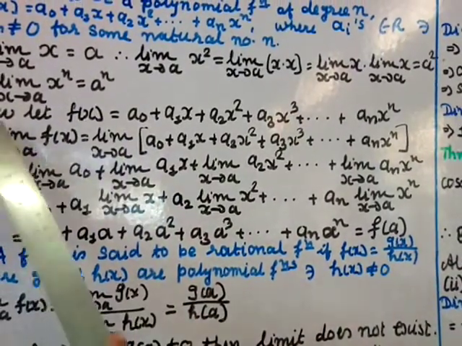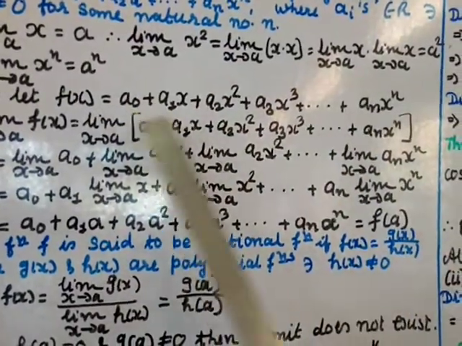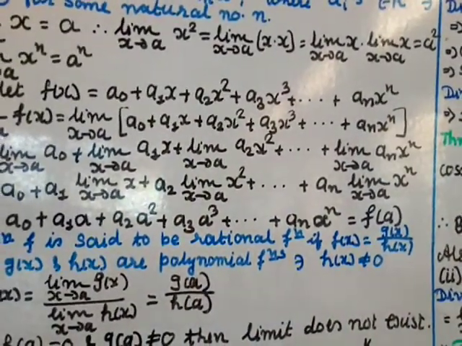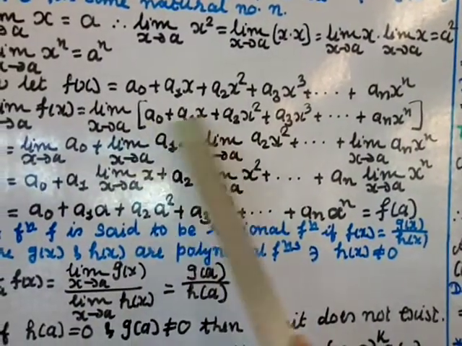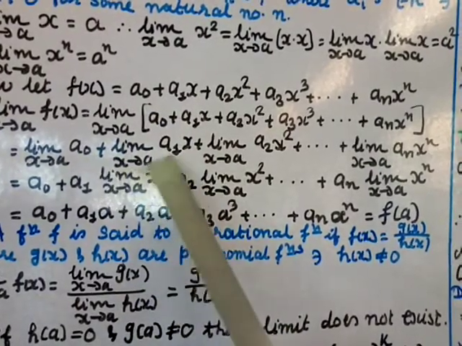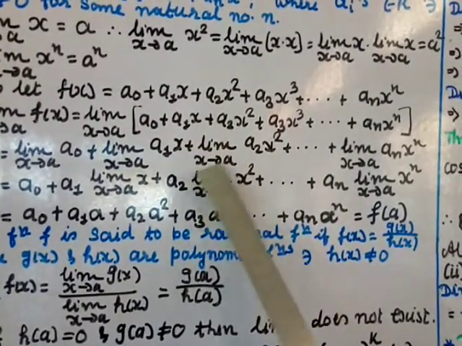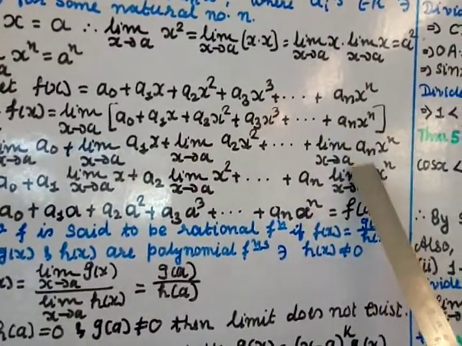So here, limit x tends to a f(x) is equal to limit x tends to a of this term, which I am writing in the bracket. Now by the algebra of limits, you give the limit to each term separately. So it equals limit x tends to a a0, plus limit x tends to a a1x, plus limit x tends to a a2x square, plus up to plus limit x tends to a an x power n.